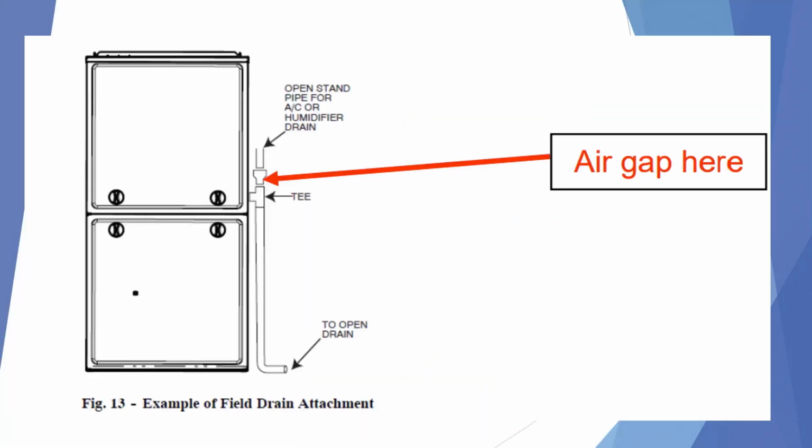We showed on a previous slide the cap that they put on the top of the PVC piping for the condensate drain, and we mentioned that that should be open as an air gap. In this particular diagram, we have an AC coil on top of the furnace, and you have the PVC coming down to tie into the furnace condensate, and there should be an air gap there as well. You should consult the installation guide for the particular furnace that you're installing to make sure that this is the proper way that they want you to run the condensate.